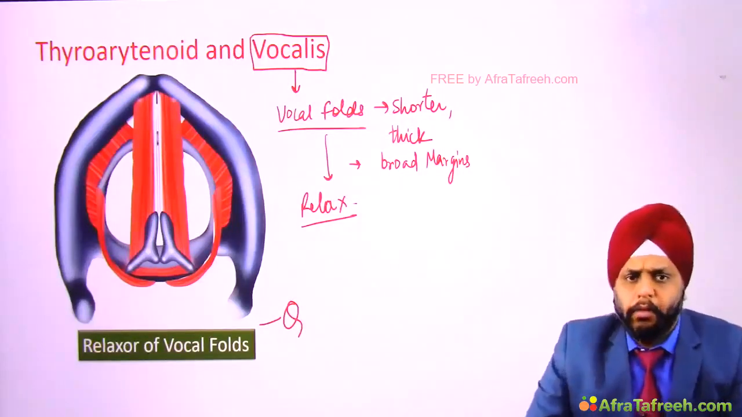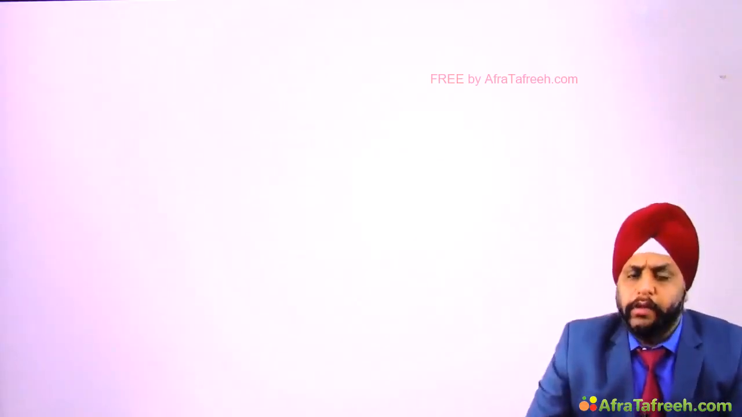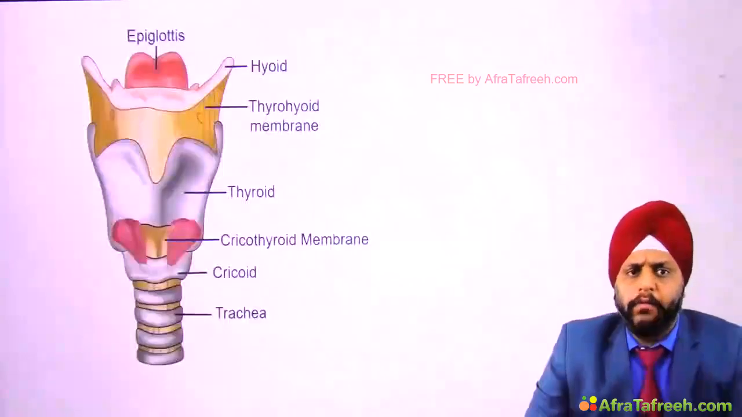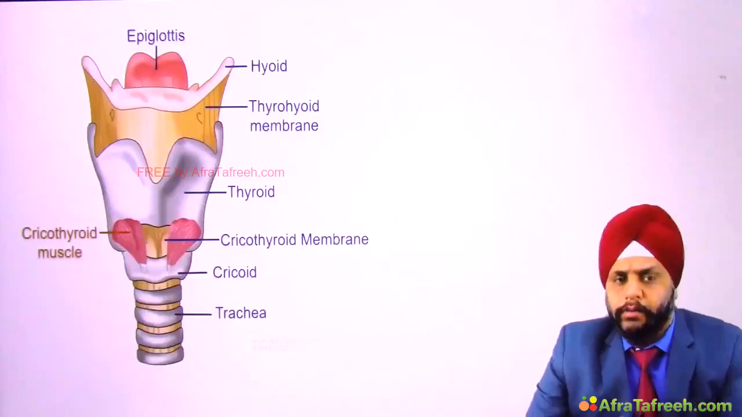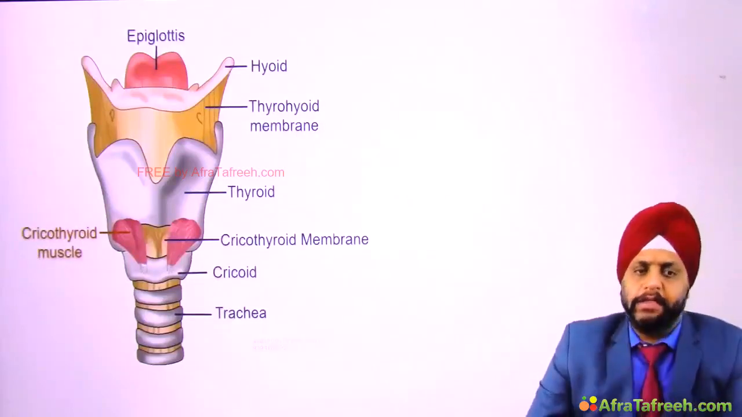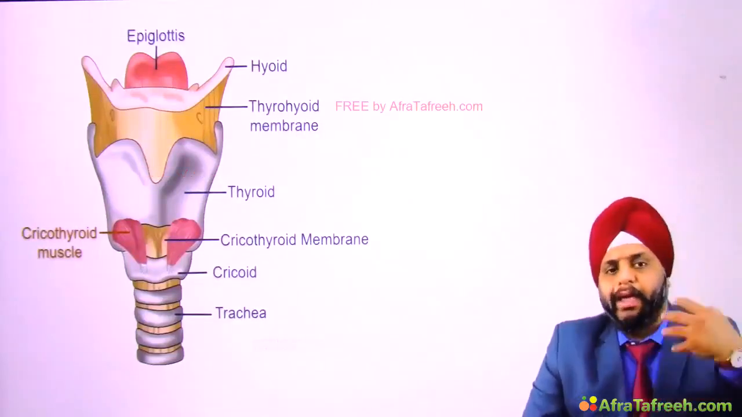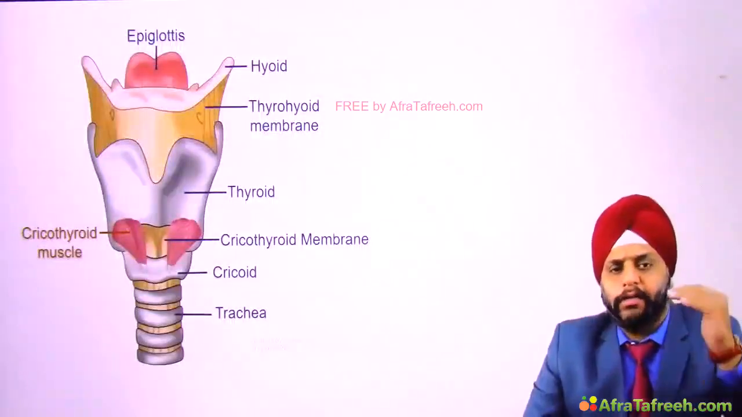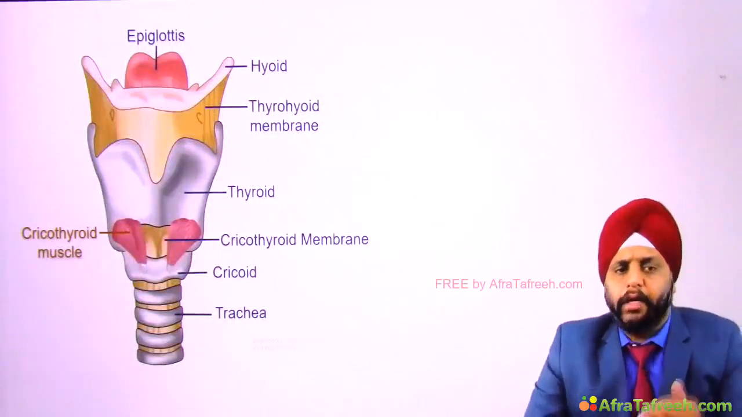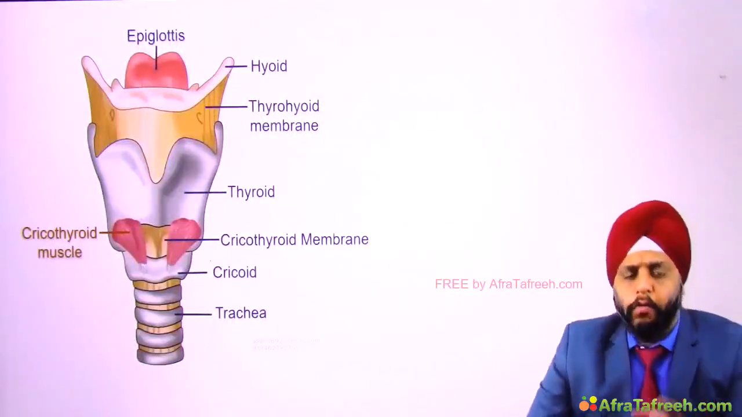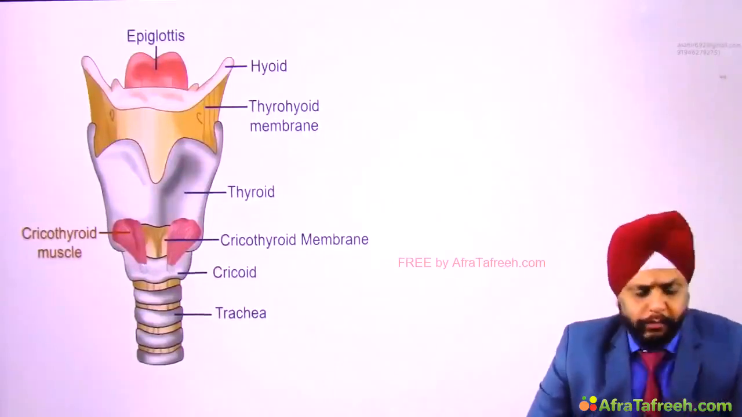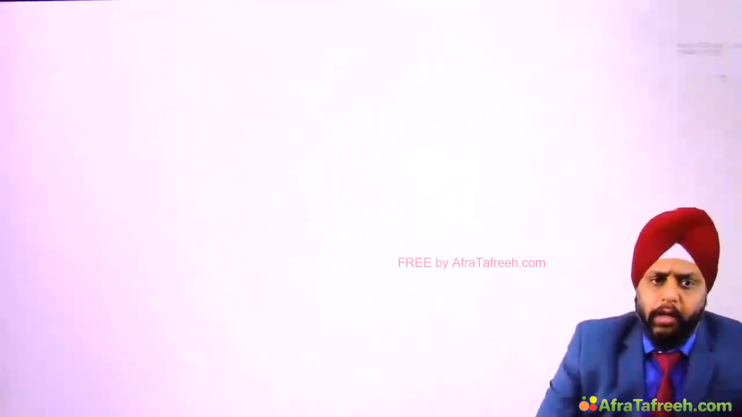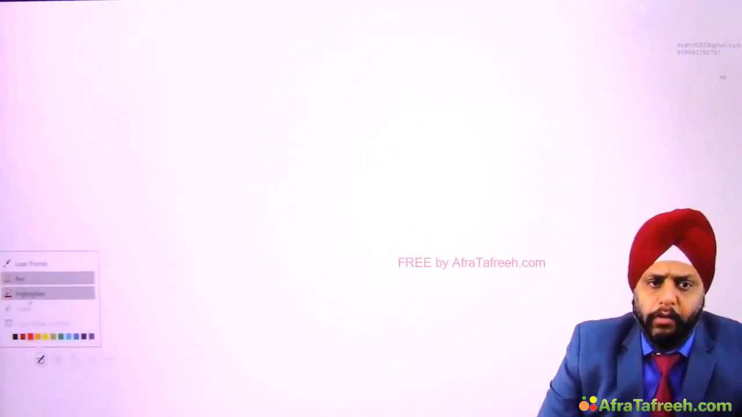Now, which muscle is left for us to discuss? The muscle left for us to discuss is the cricothyroid muscle. Remember, this is the intrinsic muscle which is on the external surface of the larynx. As you can see, it is attached between the cricoid and the thyroid cartilage on the anterior most surface. Now what happens when the cricothyroid muscle contracts? To understand that, let us look at this cross section.